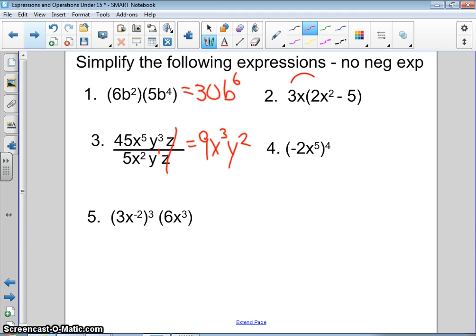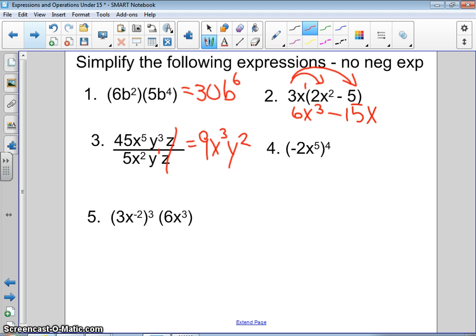Number 2 is the distributive property, and we're just going to distribute the 3x. It's going to be 3x times 2x squared, which is going to be 6x to the 3rd, because it's x to the 1st times x to the 2nd. 1 and 2 make 3. And then we're going to subtract and multiply again to distribute. 3x times 5 is going to be 15x. So there's your answer to that one.